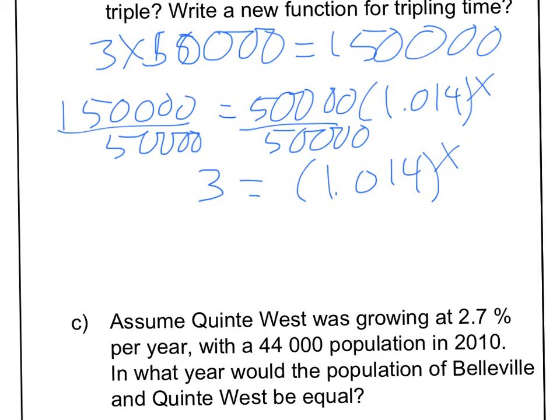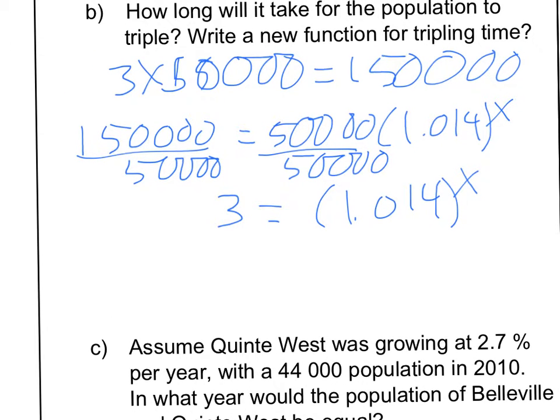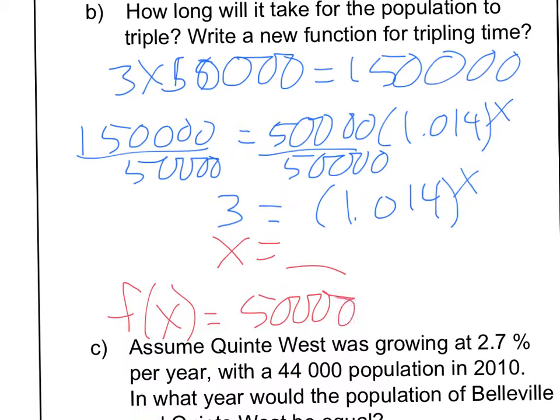So now we have to do guess and check to figure out x. And we're going to get a value for x. Then you'll be able to write a new equation that's going to be f at x equals 50,000 times 3 to the exponent of x over some number that is the tripling time.